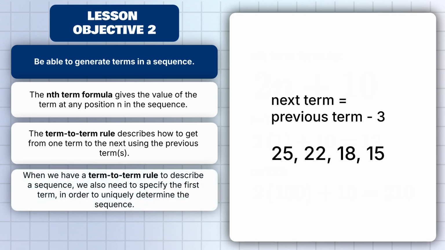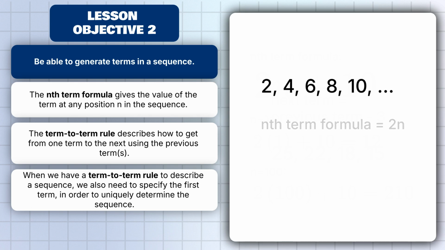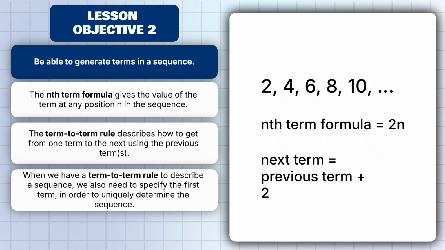When we have a term-to-term rule to describe a sequence, we also need to specify the first term in order to uniquely determine the sequence. In other cases, we may be given a sequence and asked to find the nth term formula or the term-to-term rule. For example, consider the sequence 2, 4, 6, 8, 10. The nth term here is described by the formula 2n. If we use a term-to-term rule, we could describe it as the next term equals the previous term plus 2.